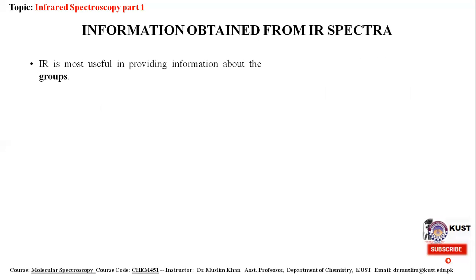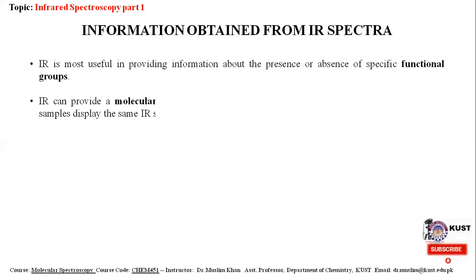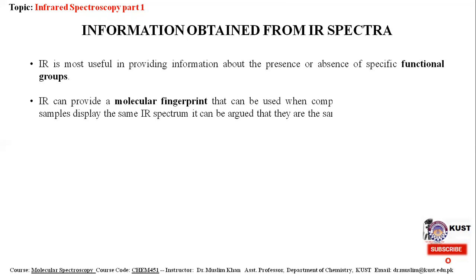So what information are we getting from an IR spectrum? IR is most useful in providing information about the presence or absence of a specific functional group. IR can provide a molecular fingerprint that can be used when comparing samples. If two pure samples display the same IR spectrum, it can be argued that they are the same compound.